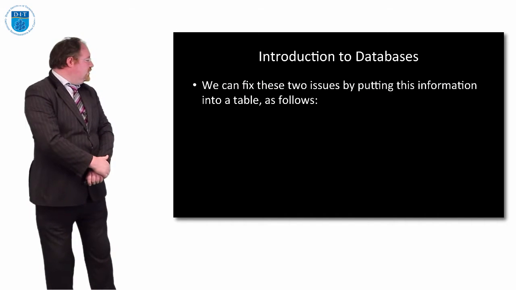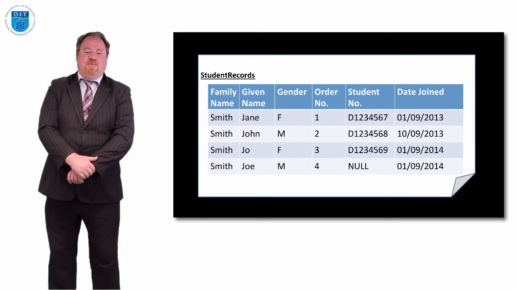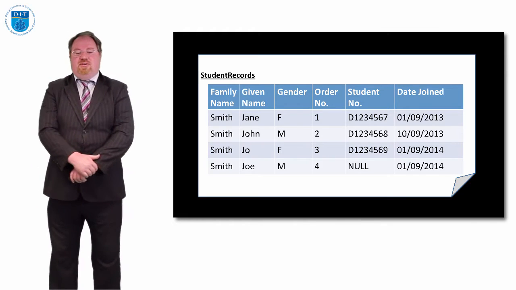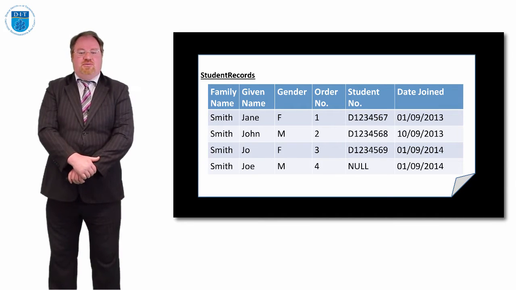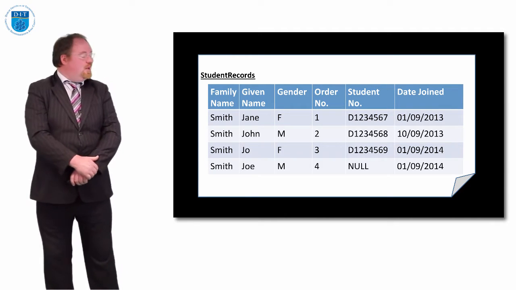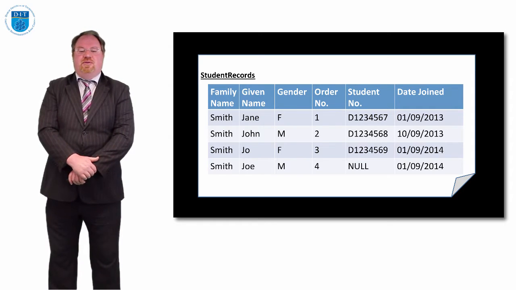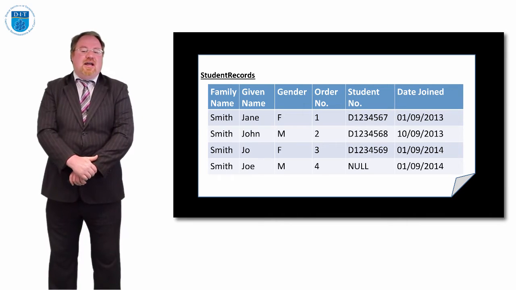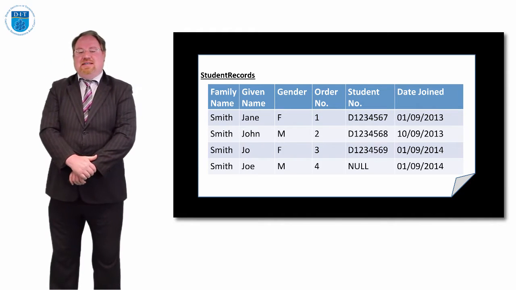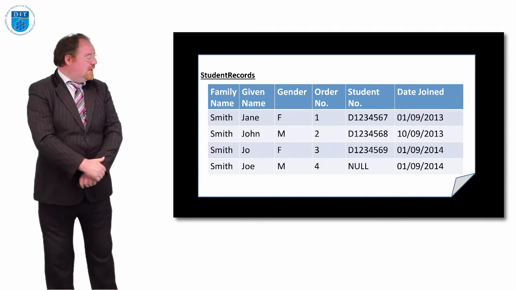So let's fix this information by sticking all the same information into a table as such. Now we have all the names of the students, Jane, John, Joe, and Joe, with their gender, female, male, female, and male, with the order in which they joined, 1, 2, 3, 4, with their student numbers, and the one we don't know we've left as a null value. And then we've said the dates are consistently in the format of day/month/year.